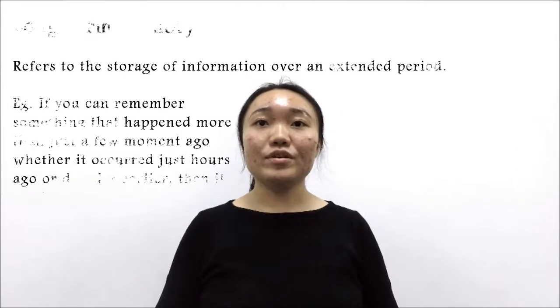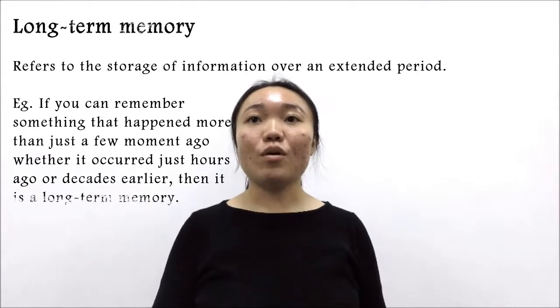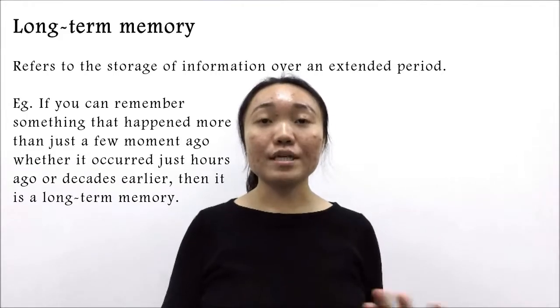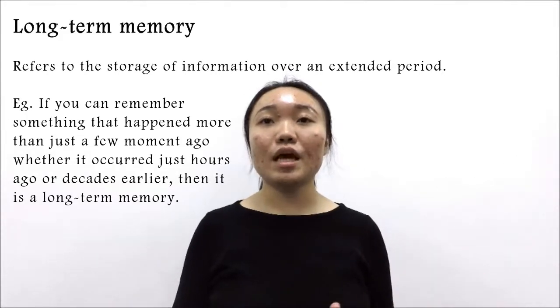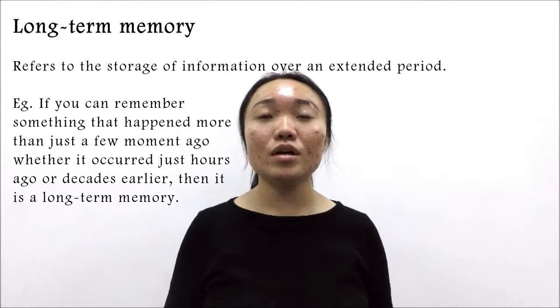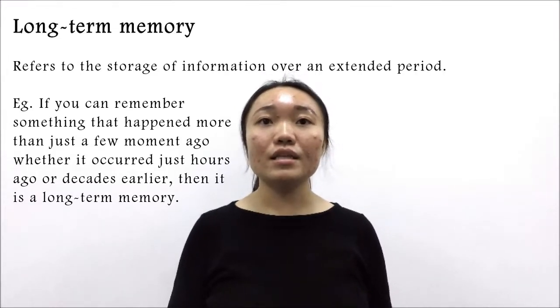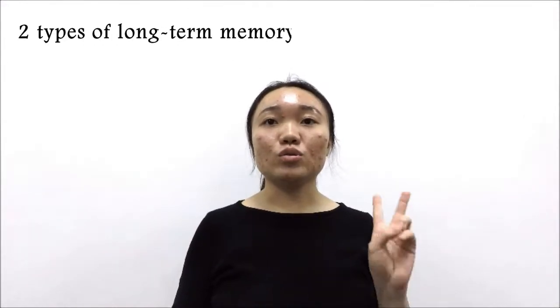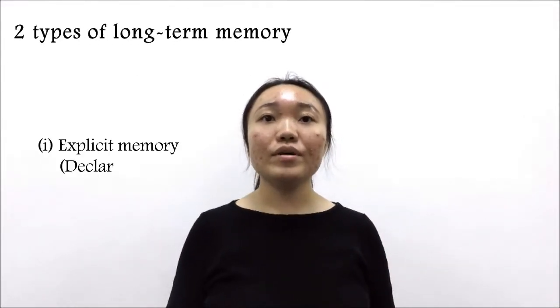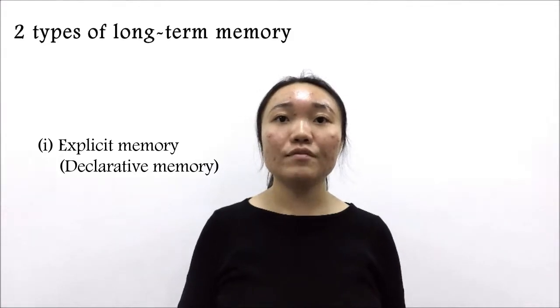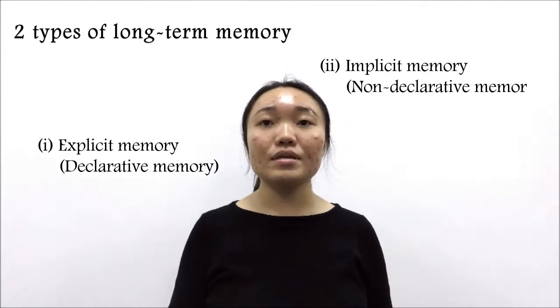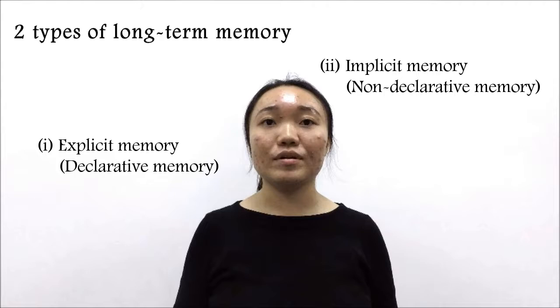Long-term memory refers to the storage of information over an extended period. For example, if you can remember something that happened more than just a few moments ago, whether it occurred just hours ago or decades earlier, then it is a long-term memory. Long-term memory is usually divided into two types. Explicit memory is known as declarative memory, and implicit memory is known as non-declarative memory.